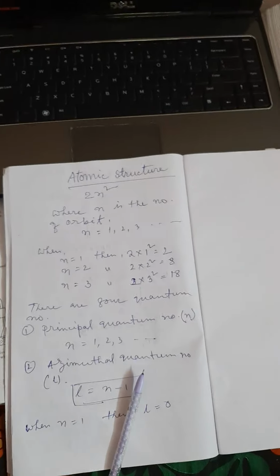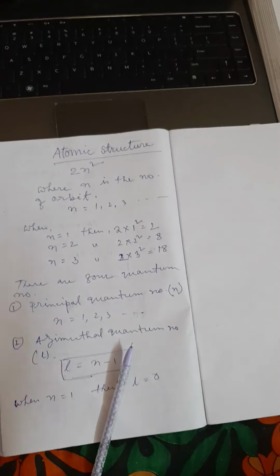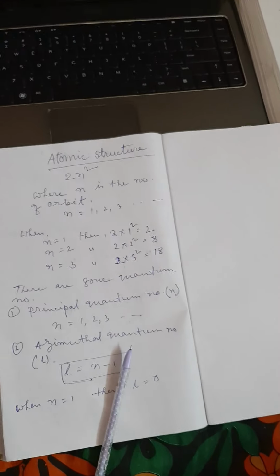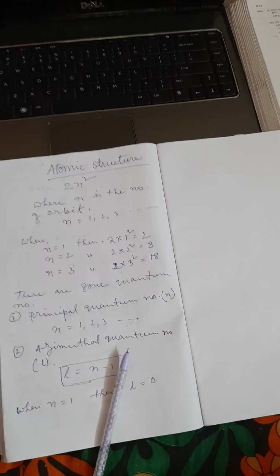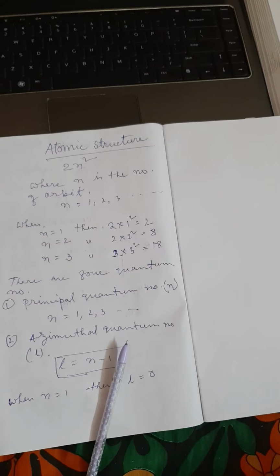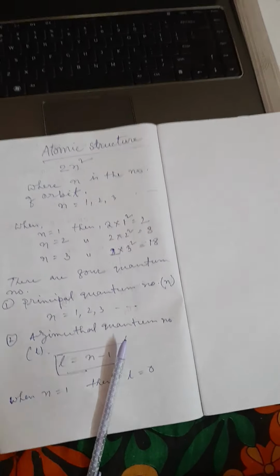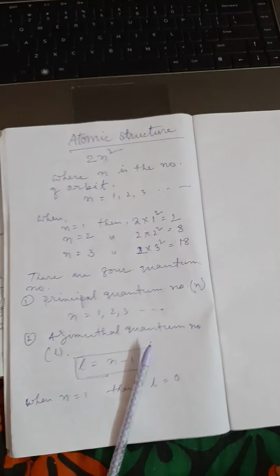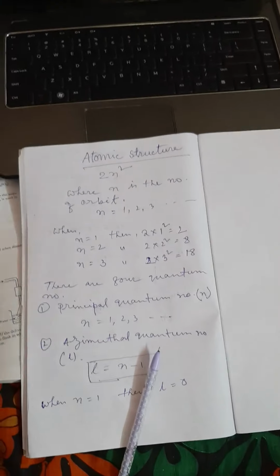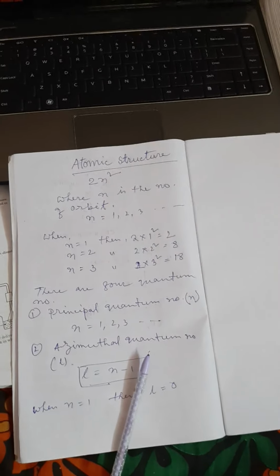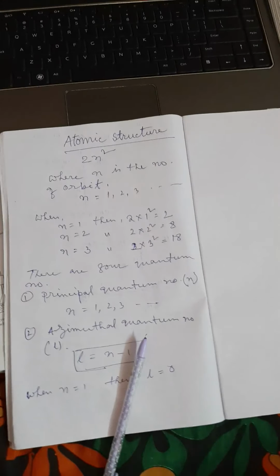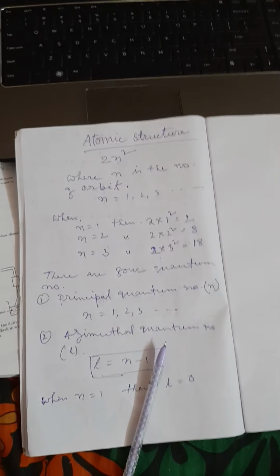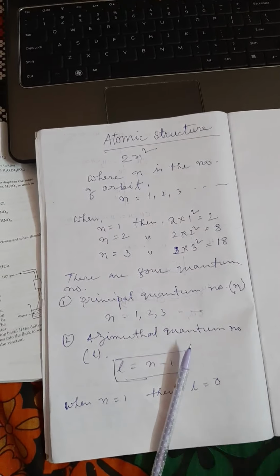The s subshell can hold a maximum of 2 electrons, minimum 1. The p subshell can hold a maximum of 6 electrons, minimum 1. Similarly, the d subshell can hold a maximum of 10 electrons. The f subshell can hold a maximum of 14 electrons, minimum 1. How they can hold 2, 6, 10, 14 electrons, I am explaining. It's very interesting.